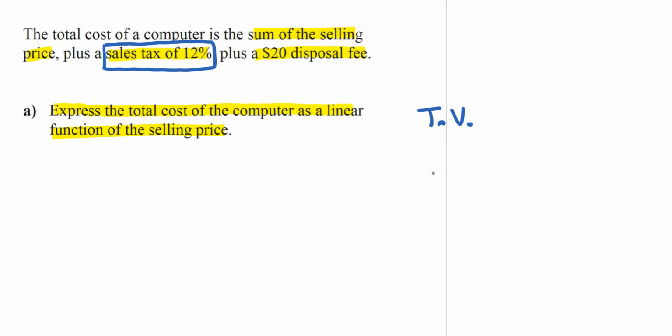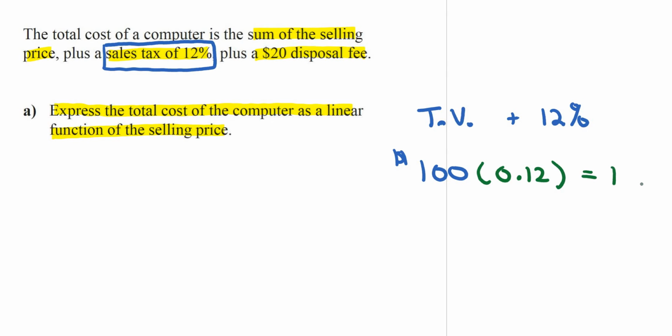Let's say we're buying a TV that costs $100. All right, and then we need to pay a 12% sales tax. So how do I calculate the final price? Well, most students would do something like this. They would take your $100 and times it by 12%, which is 0.12, and then they would get $12, which is the amount of the sales tax.